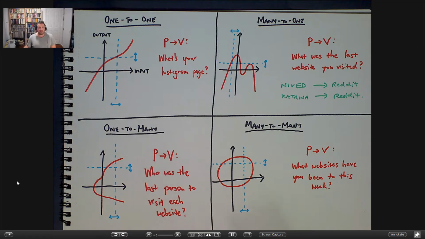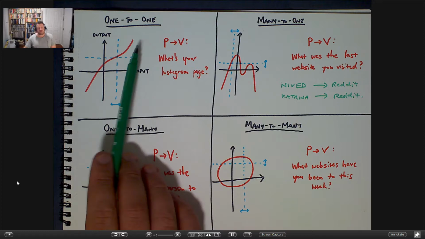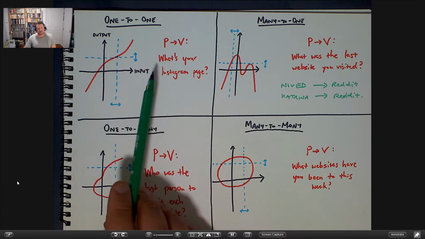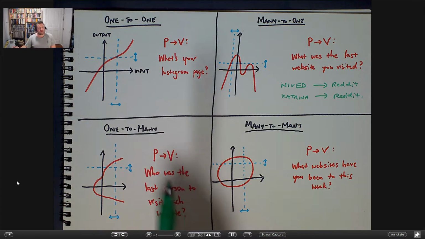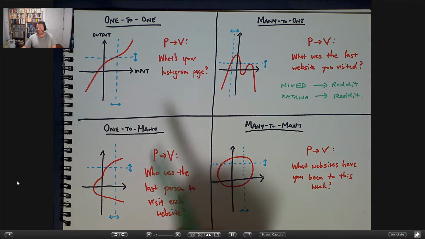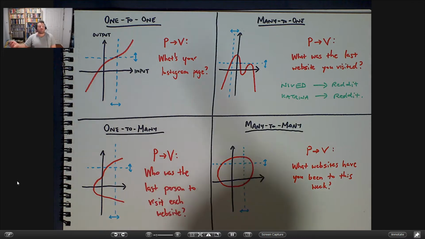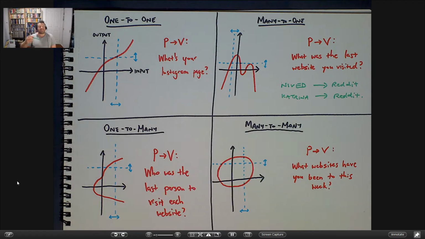And then lastly, back to the most simple ones, or what you might think of as the most simple relationships, which are one-to-one relationships. So what would that look like between our people and our websites? Well, it would have to be a unique website that belongs uniquely to you. So it would have to be something like, what's your Instagram page? So one person maps to a single website. It can't be a question that allows multiple people to go to the same website, or multiple websites to have multiple people coming from.